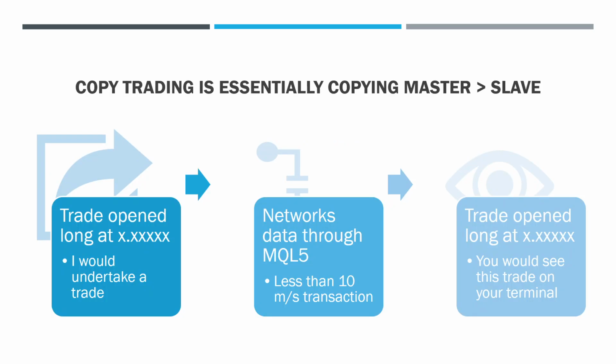So essentially, it's copy and master to slave. My computer that I've got running here would open a trade at a particular price at the symbol, and at that moment it would transmit that data through the network, and then you would get it on your terminal within a blink of an eye. It's so quick, modern technology nowadays. So essentially, whatever happens here on my computer, you'll get there. All right, so it's dead simple.